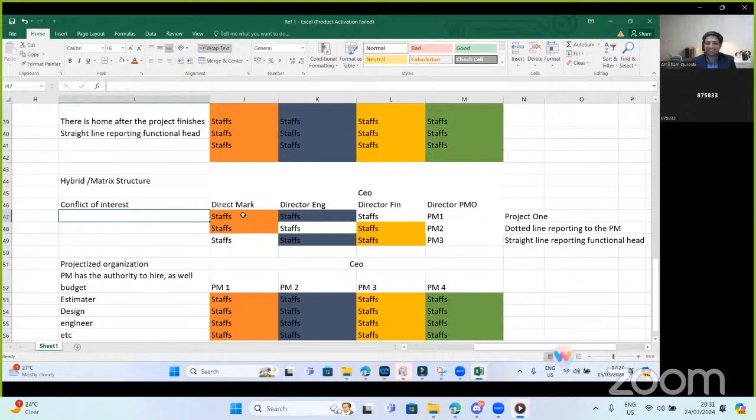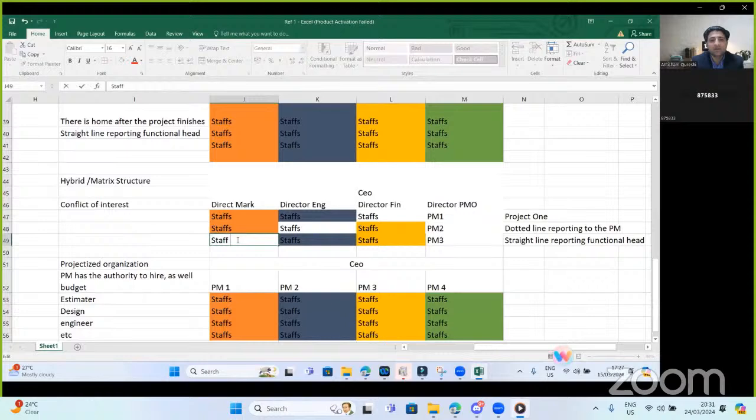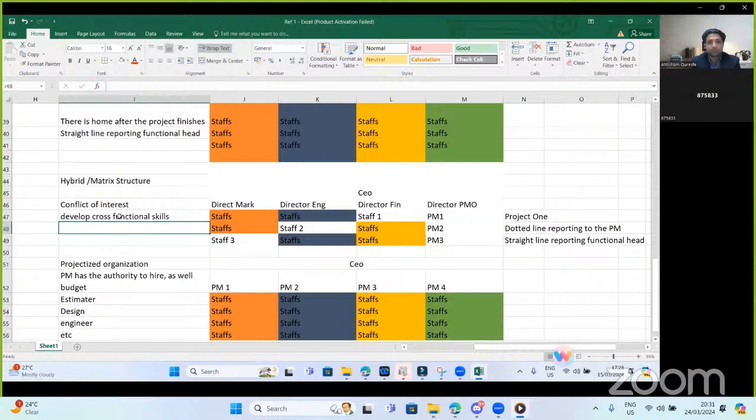There are chances of multi-skilling or cross developing someone in the organization as cross-functional staff in this kind of organization, because when you see staff 3 from marketing working with staff 2 from engineering and staff 1 from finance working with the PM1, there is a chance that the marketing guy will understand a few things from engineering and the engineering guy will understand finance. So you have a chance that you will develop your cross-functional skills. Yeah, because you're bringing people of different skills to the same table, working together. Yeah, and so they learn from each other.